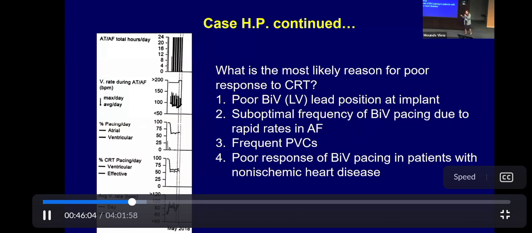You had a good morphology, right bundle pattern with a QS in V6 and negative in lead 1, so it was probably somewhere lateral. Do you think, well, I told you it's not number 1, poor LV lead position, suboptimal frequency of BiV pacing due to rapid rates in AFib, frequent PVCs, or a poor response because patients with non-ischemic heart disease have a poor response?